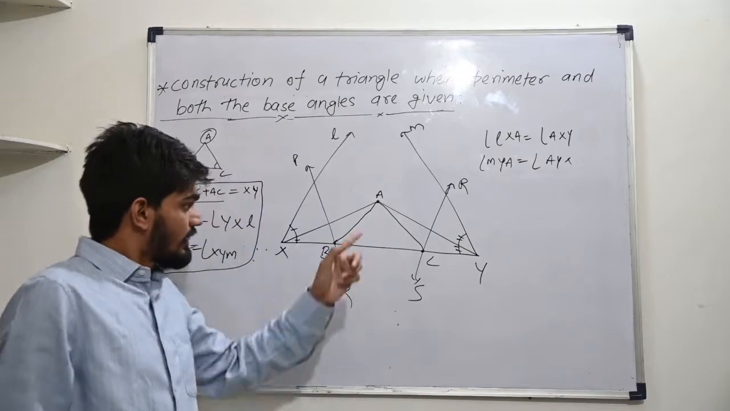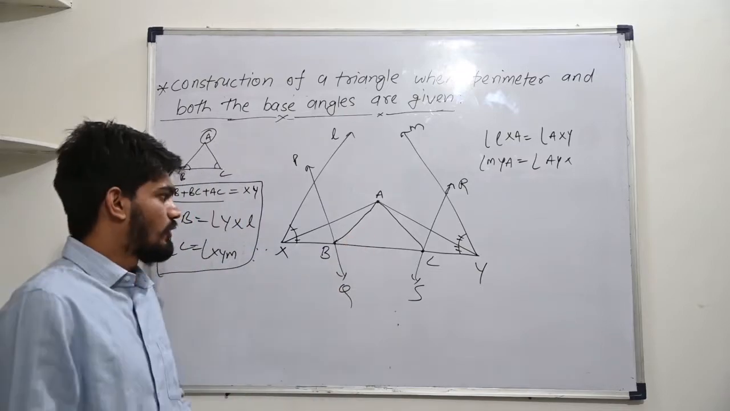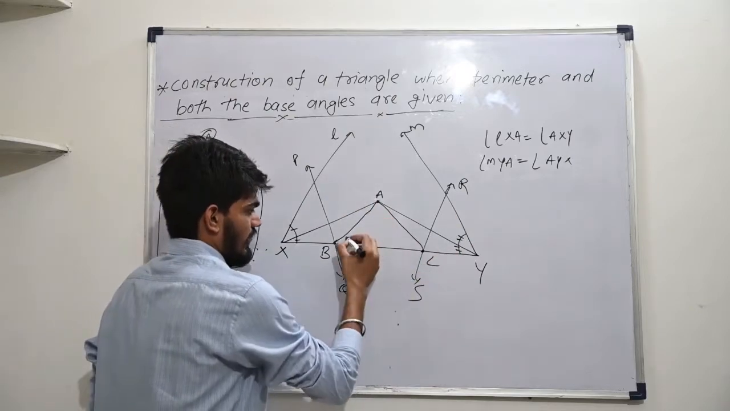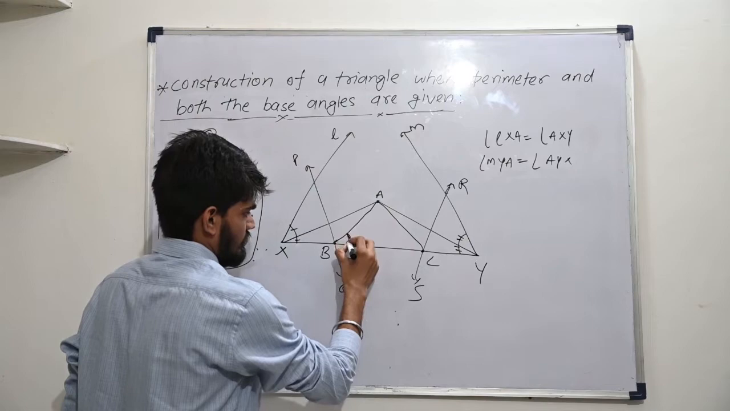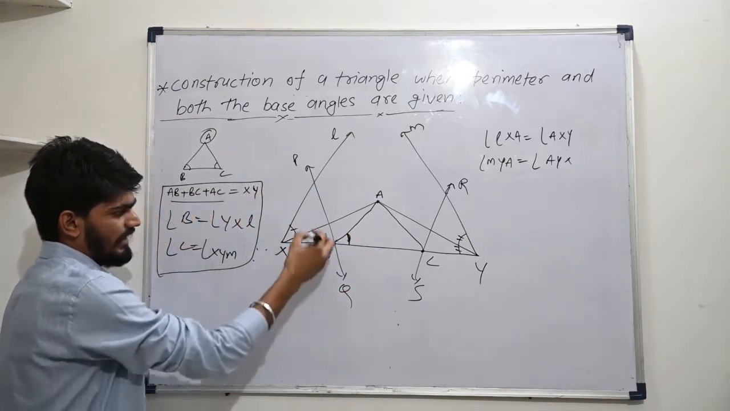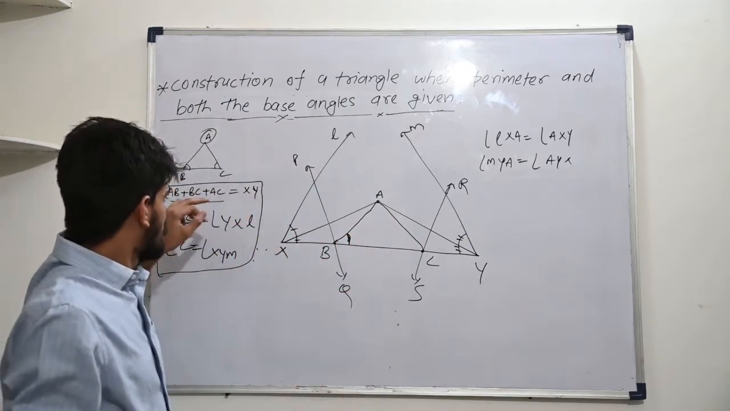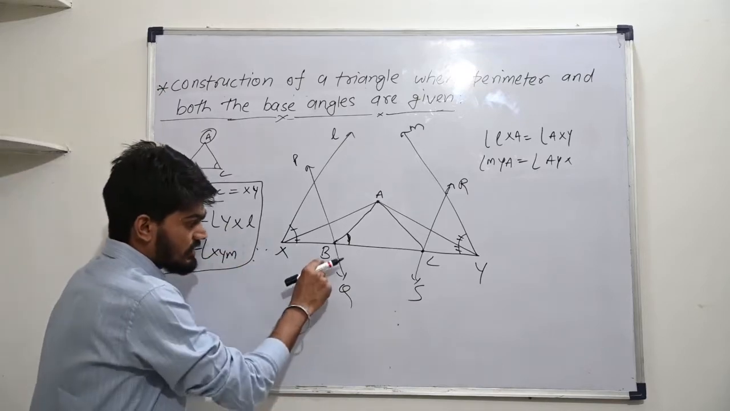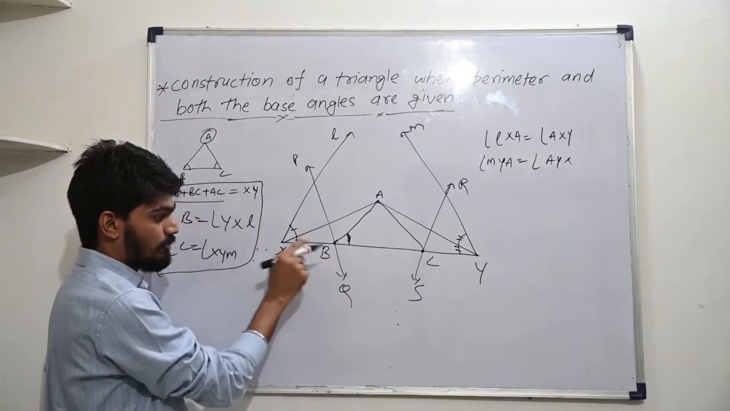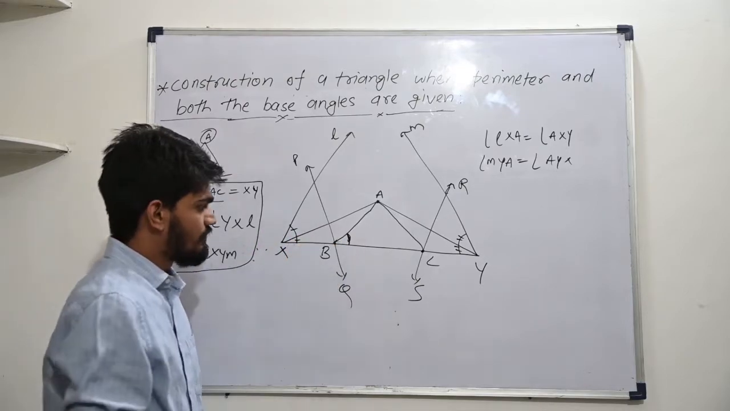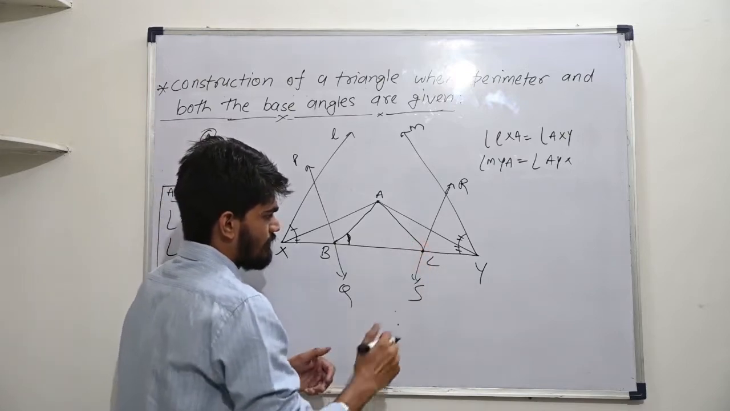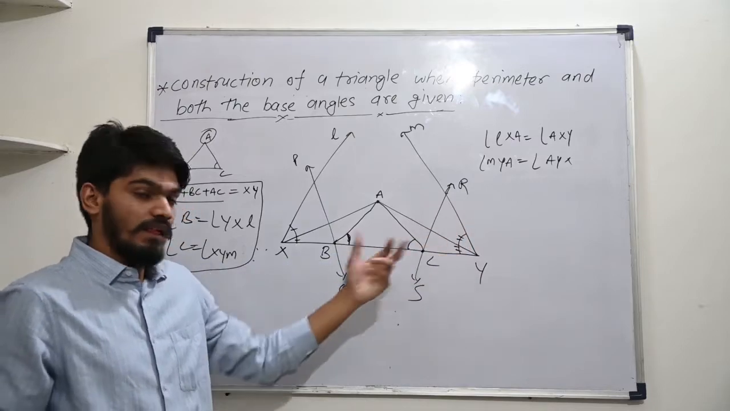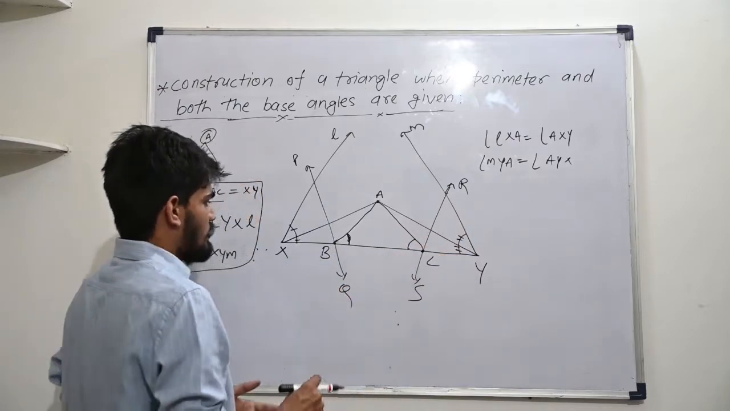Now why is this our required triangle? We'll check it out. How? If we can prove that angle B is equal to this complete angle, then it is, because initially we have taken angle B equal to angle YXL as well. Now is this our required point B or not? If we are able to prove this equal to this angle, then it's proved. In the same way, if I can prove this angle is equal to this complete angle, then it is proved again. Alright.